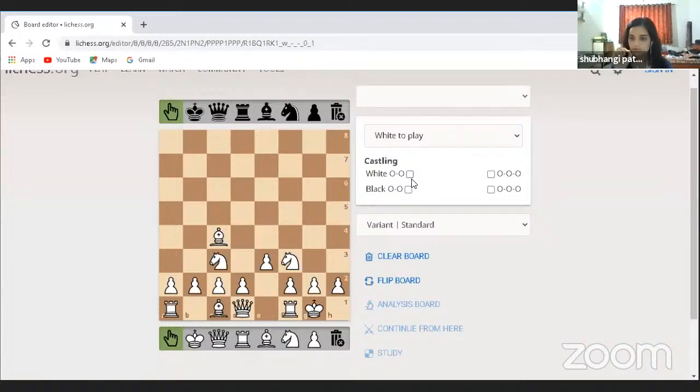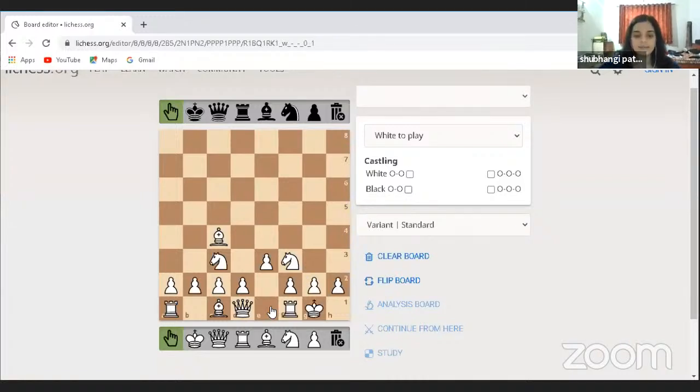Write 0, then a dash, then again 0. And how do we write long castle? Long castle is written as 0-0-0. Three zeros. In short castle, two zeros. In long castle, three zeros. You can see this is for short castle, two zeros, and this is for long castle, three zeros. So this is how we write castling.